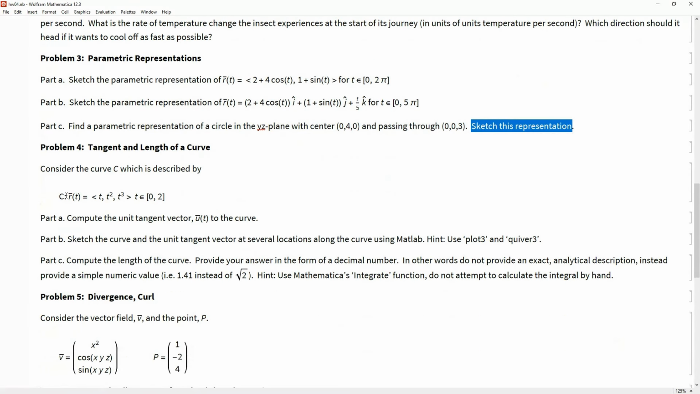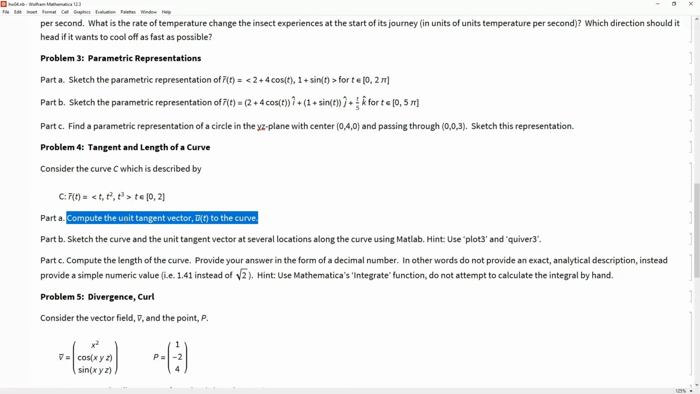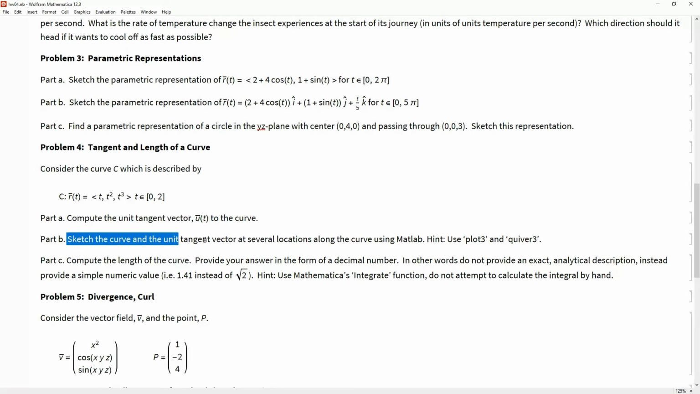Problem 4 is, again, I'll give you a parameterization of a curve right here. And now what I'd like to do is compute the tangent vector to this curve, or more importantly, the unit tangent vector to the curve. And then you should be able to plot the curve and the unit tangent vector at a couple of locations along the curve. In this case, I would like you to use MATLAB just to get some experience. So again, here are some hints of some functions in MATLAB you may want to look at to do this plot.